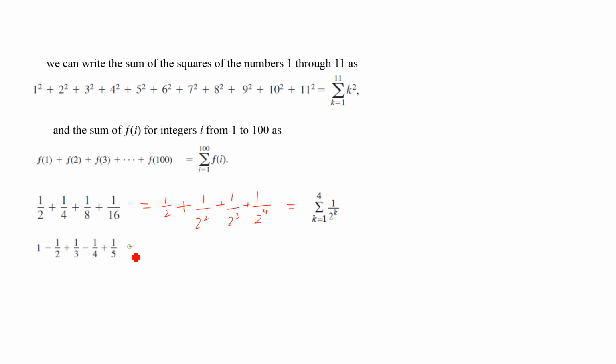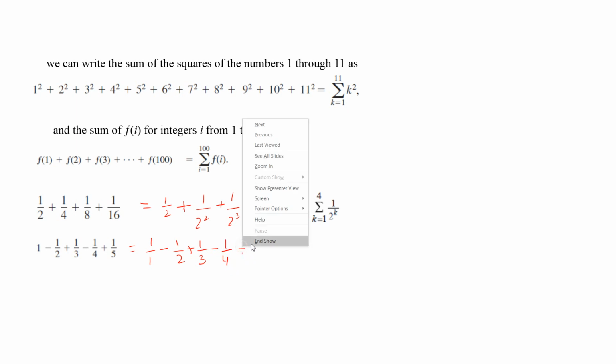Okay, first term is 1 over 1, and the sign is positive. Sign of first term is positive, sign of second term is negative. Okay, and 1 over 2. So third term with positive sign 1 over 3, negative sign 1 over 4. This is fourth term, plus 1 over 5. So kth term will be 1 over k, but what will be the sign of the kth term? So this is the question.